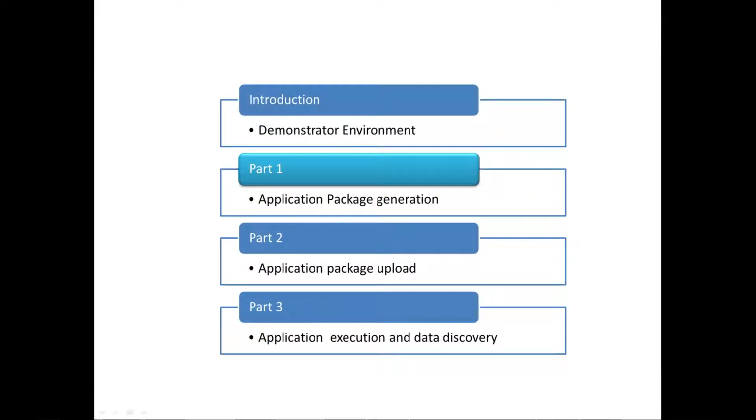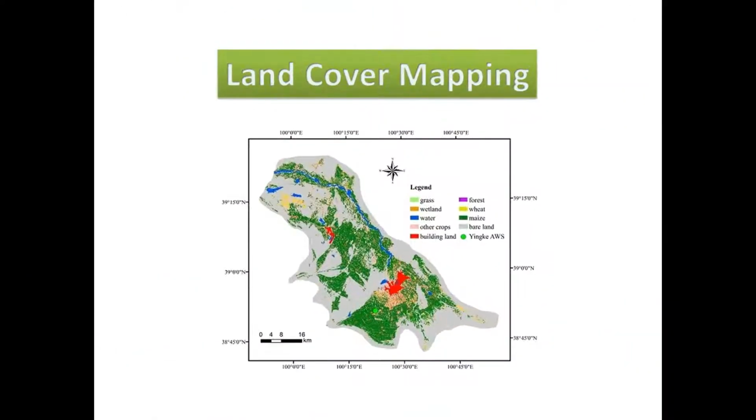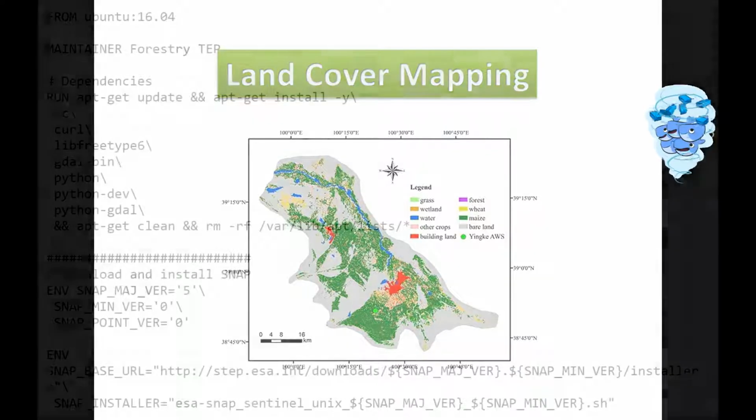The first part will describe the application package generation. Marco has developed an algorithm and wants to build an application package. In the demonstrator, we use the land cover mapping application. The application performs a land cover analysis using a workflow script structured in 5 process steps.